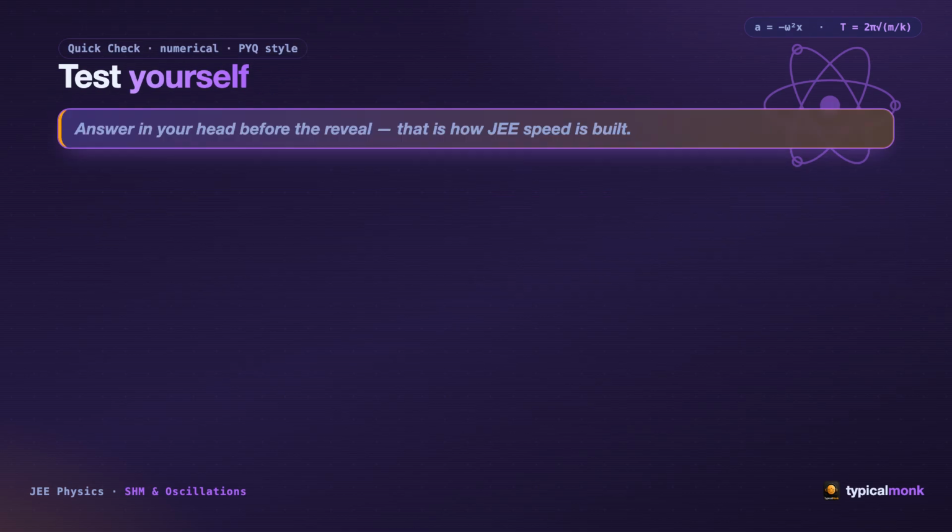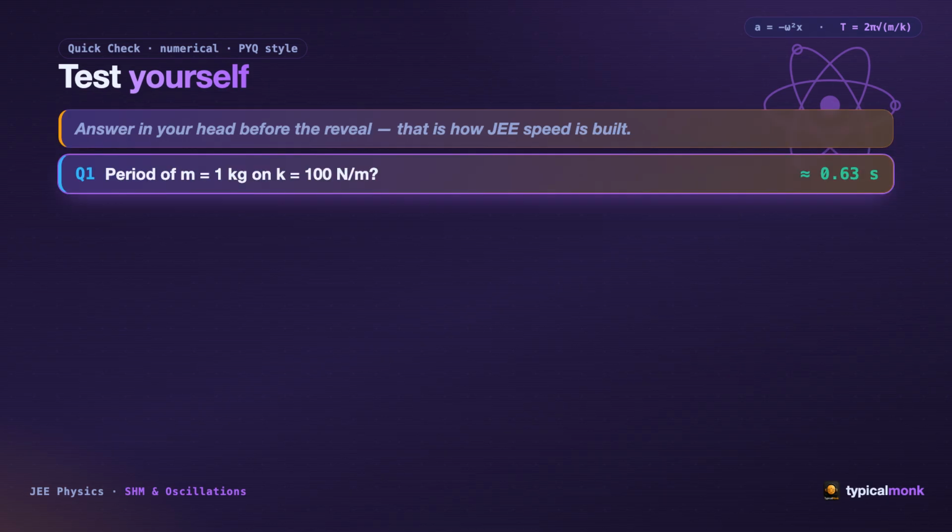Now, test yourself. Answer in your head before the reveal. That is how JEE speed is built. Here we go. Question 1. The period of a 1 kilogram mass on a 100 Newton per meter spring. 2 pi over 10, about 0.63 seconds.